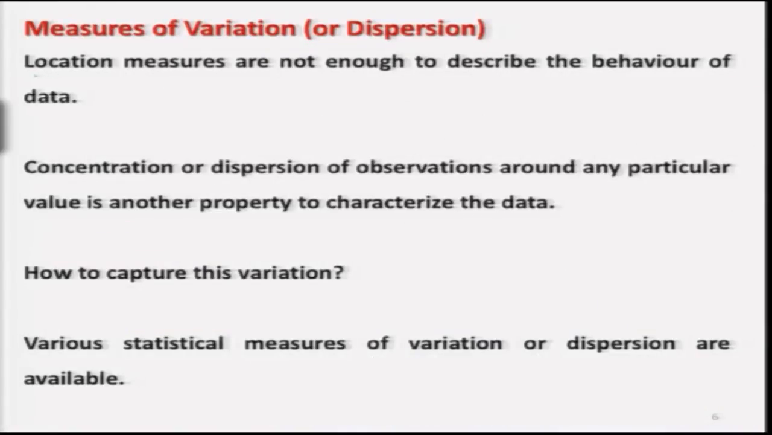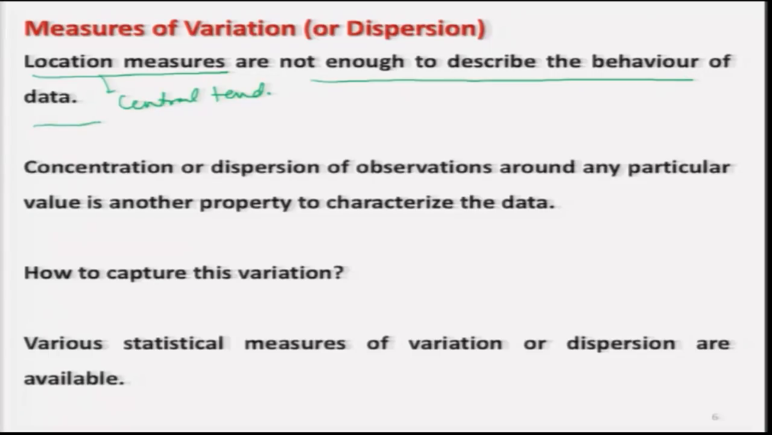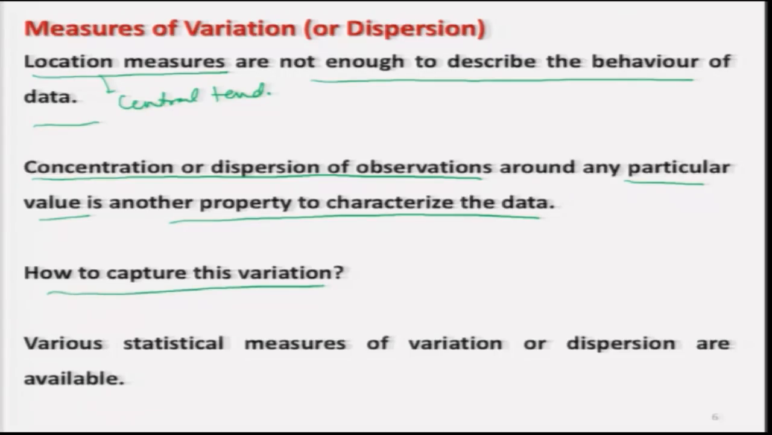So I can see here that the location measures, location means the central tendency, I will say in simple language. The measures of central tendency are not enough to describe the behavior of the data. There is another aspect, the concentration of data or the dispersion of data around any particular value. This is another characteristic of the data that we would like to study. And now the question is how to capture this variation.